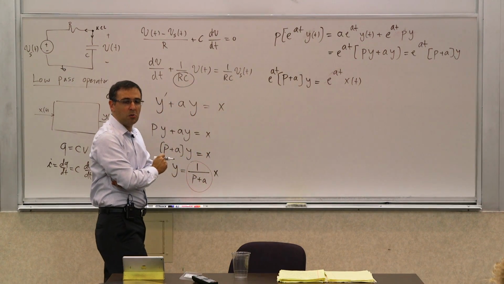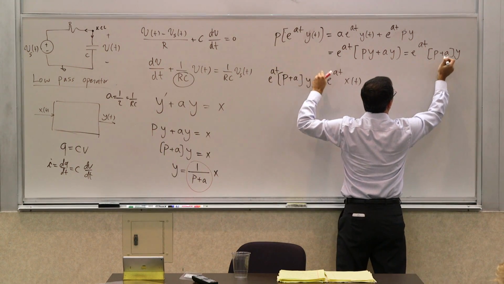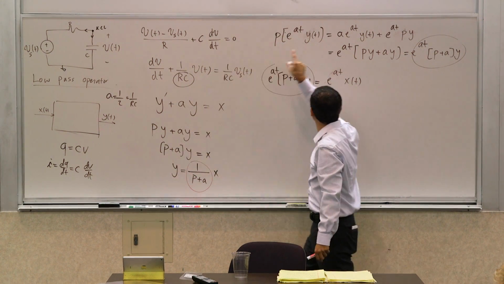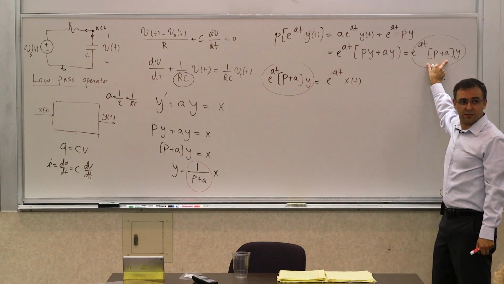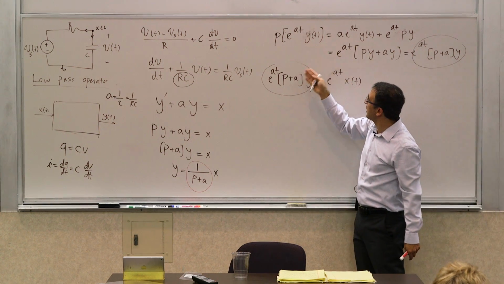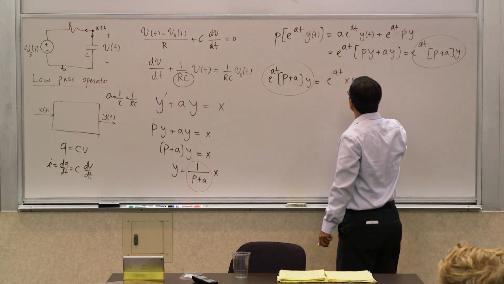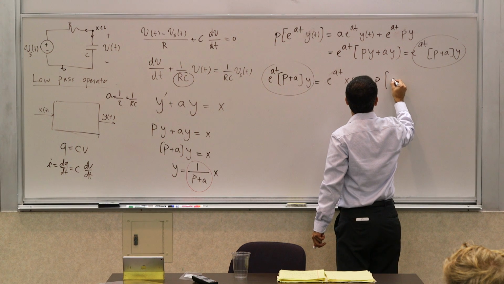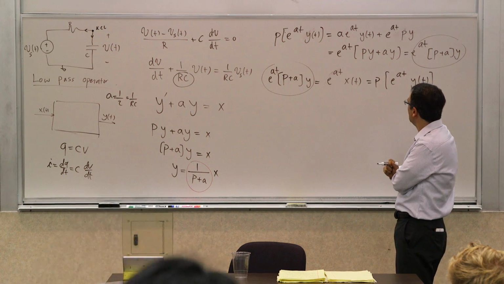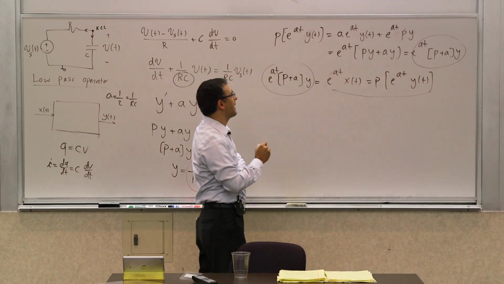Right? But from this expression, I have this guy, which is the same thing. Now my purpose was to make this side of the equation look like that, and we succeeded in doing that. These two are the same. But from this first equation, I know that this whole thing is p of e to the at y of t. So I'm going to take a look at this and try to find y in terms of x.